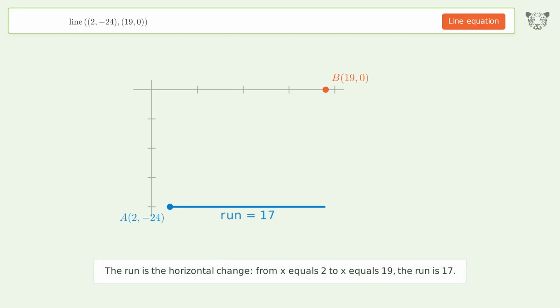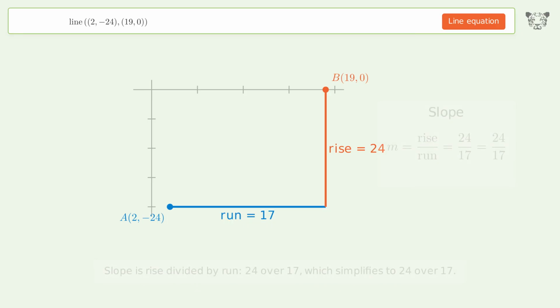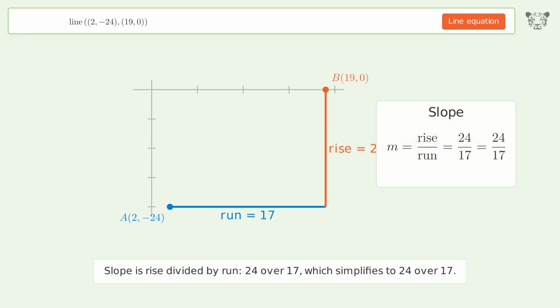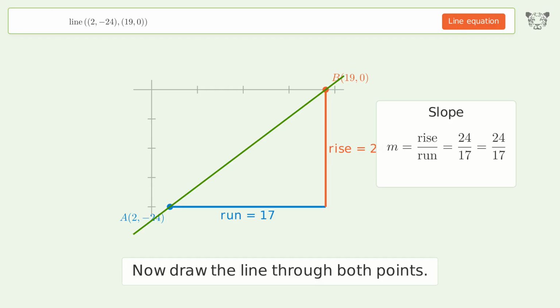The run is the horizontal change, from x equals 2 to x equals 19, the run is 17. The rise is the vertical change, from y equals negative 24 to y equals 0, the rise is 24. Slope is rise divided by run, 24 over 17, which is already in simplest form. Now draw the line through both points.